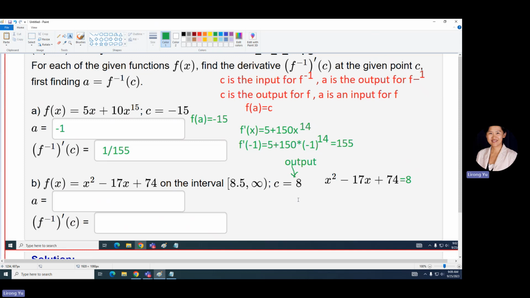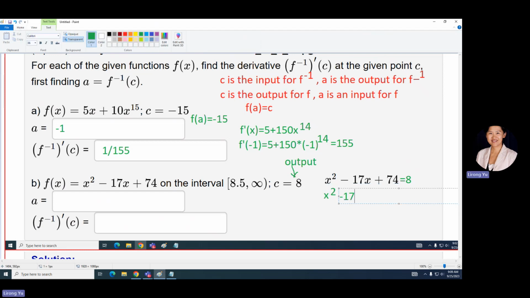And this one is not so simple. We don't know how to make it equal to 8. We kind of have to solve it. If it's not immediately derived or devised, and we can't determine the x value by looking at it, then we have to solve it. So we subtract 8 from both sides of the equation. We'll have x to the power 2 minus 17x plus 74 minus 8 is 66.